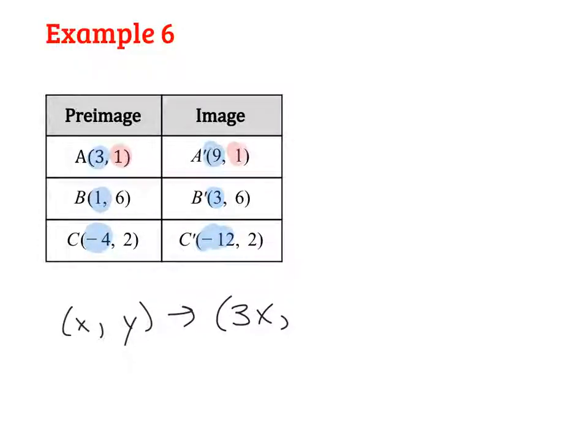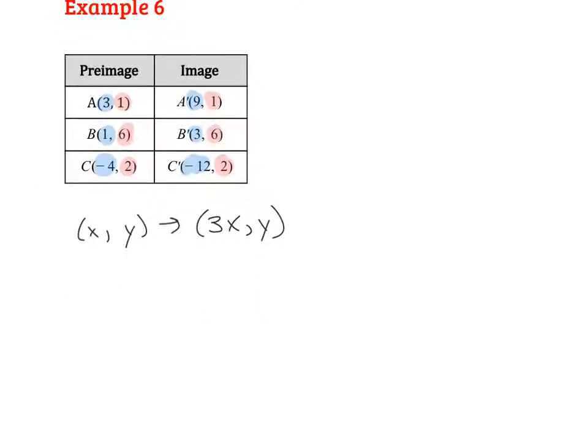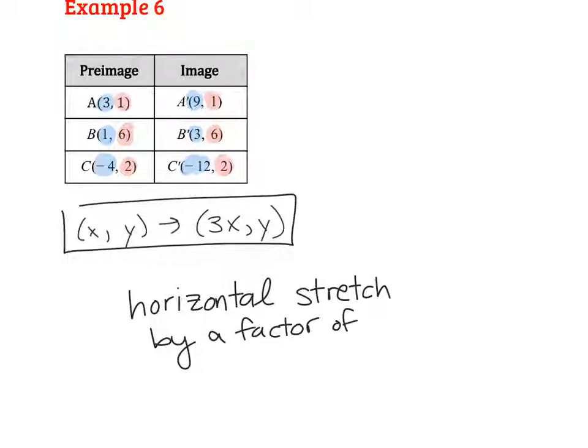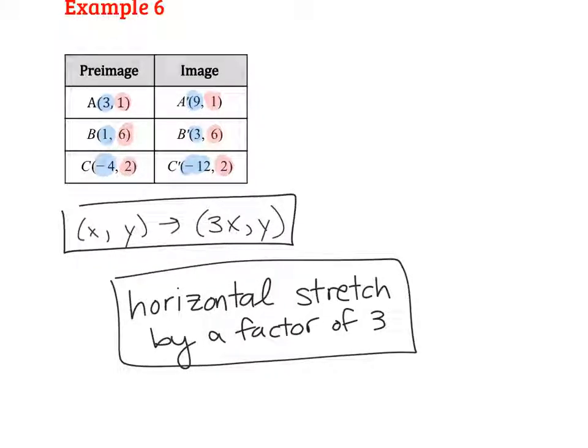Now let's check our y values. Let's compare. And what you might notice as I'm highlighting them is that they're all staying the same. So y just stays y. And that's my rule. We know that when we are multiplying x or y by something, it's some sort of stretch or shrink. So since it's the x value, we'll say horizontal, and we'll say stretch by a factor of 3 because we are multiplying by 3.